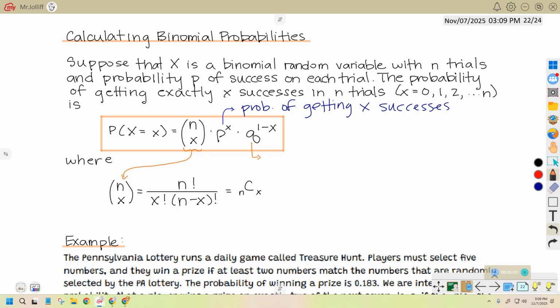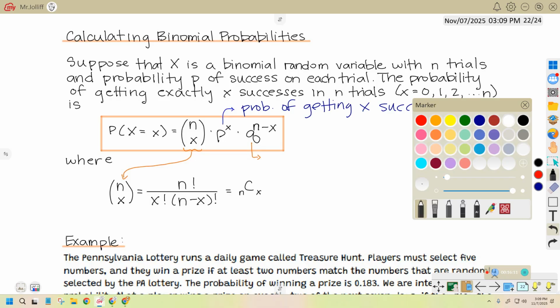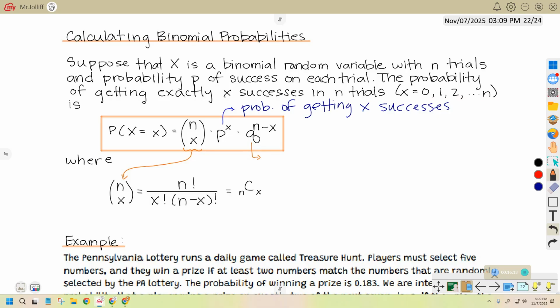The next chunk, q, and that should say to the n minus x. I made a little typo there. That should say n minus x. Q to the n minus x. Q is equal to 1 minus p. It is the complement of p. In other words, this is the probability of getting a failure.